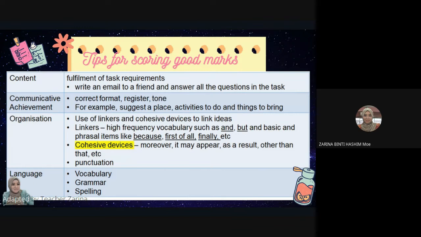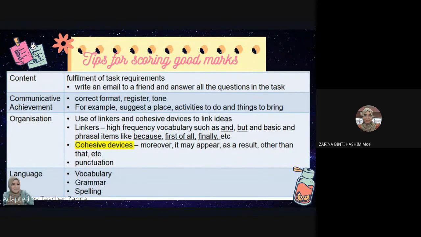For organization, you have to make sure you use the linkers and cohesive devices to link your ideas. Linkers are words like and, or, but, so. They are very highly used, which means you will see those words a lot in your essay.